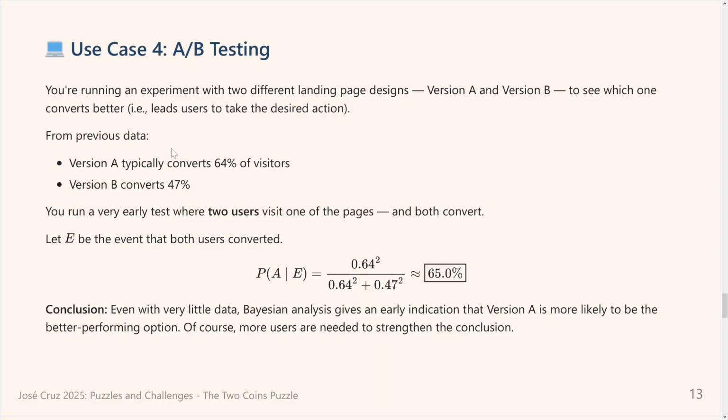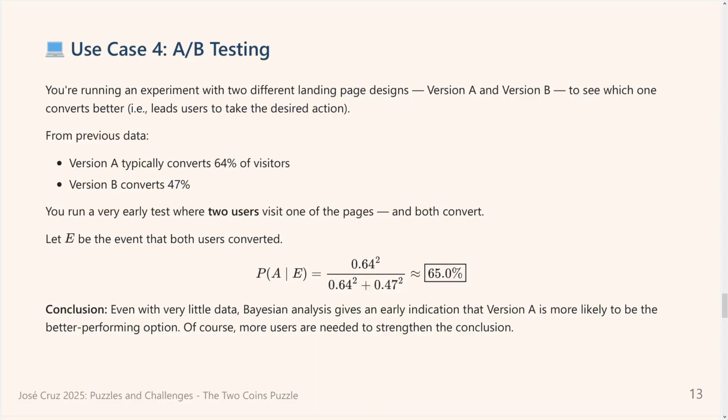Okay, so from previous data, version A typically converts 64% of visitors. Remember, it's like the spam. Again, it's the same concept. I receive an email and I want to check if it's spam or not. I receive the version A page, and usually people will stay here 64% of the time. Version B converts 47% of the time.